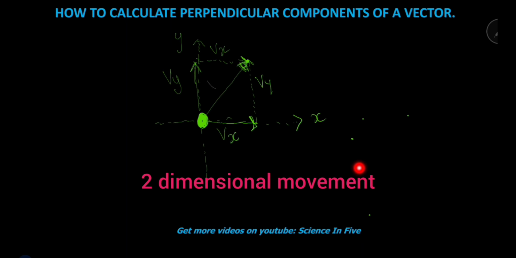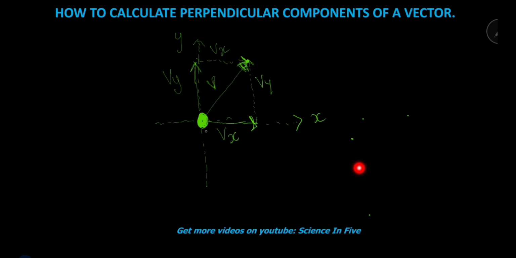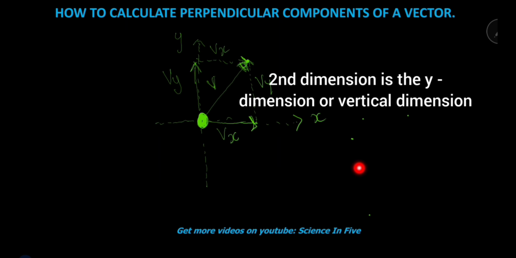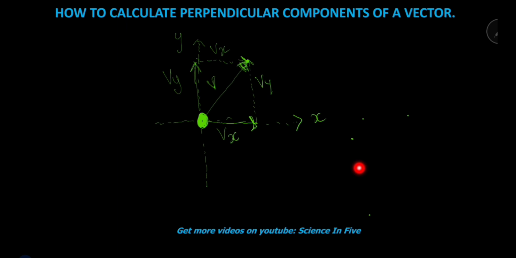So let's call this movement V. So movement V represents movement along the X and along the Y. So it's in two dimensions. Okay. Notice now, Vx and Vy represents what we call the components of that movement. So Vx represents the component along the X. Vy represents the component along the y-axis. So Vx and Vy are termed perpendicular components.